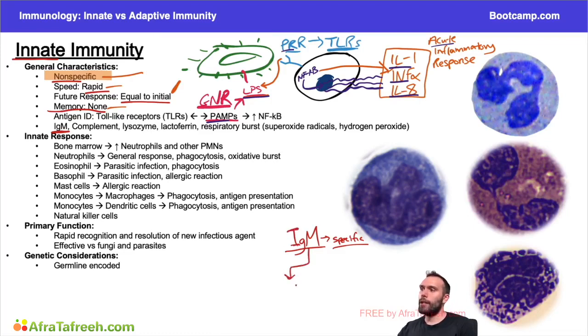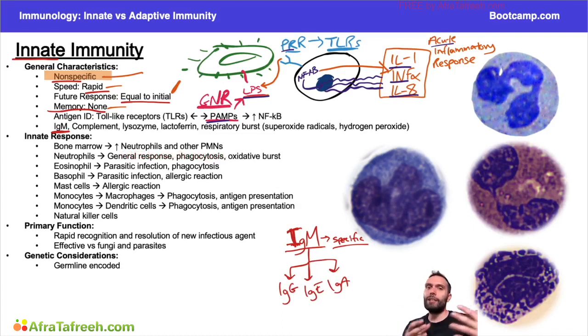And then later on, we'll have class switching, right? When we have class switching, we can upgrade this to IgG, IgE, IgA. We'll talk about all of this in the next video. When IgM binds, it does bind specifically, so just keep that in mind. That's kind of tricky, but it's sometimes categorized here in the innate immune response because it doesn't involve class switching and having any type of memory response per se.